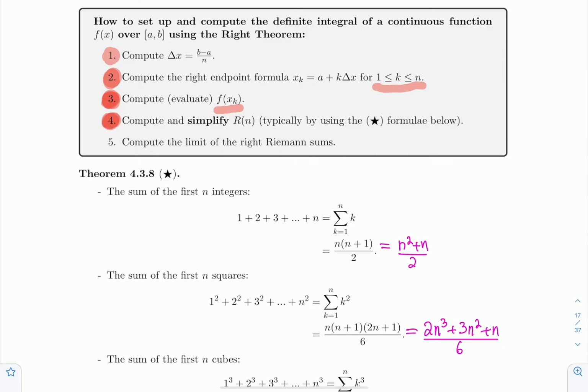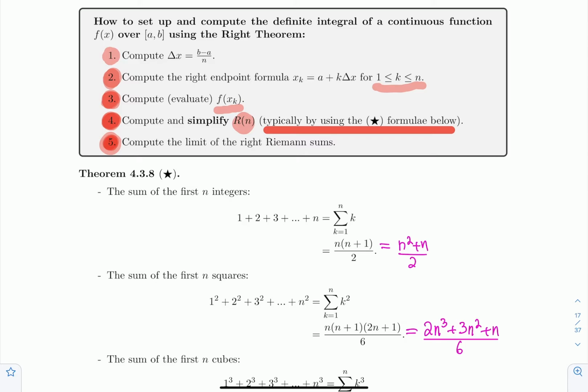And this is where it's going to be algebraically intense. You want to simplify Rn as much as possible. You want to simplify the right Riemann sum using n rectangles so that you get a formula that only depends on n. And once you have that formula, you're going to study its behavior by finally computing its limit when n goes to infinity. And if you get a number, that's going to be the exact value of the definite integral for your function f of x over the interval ab.